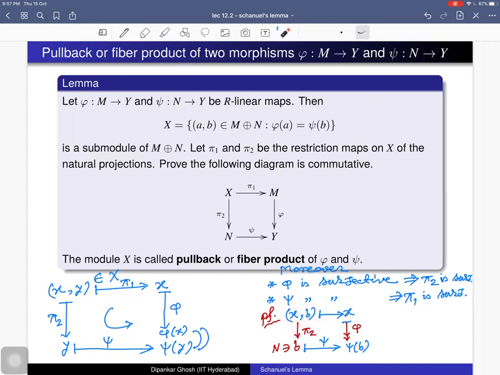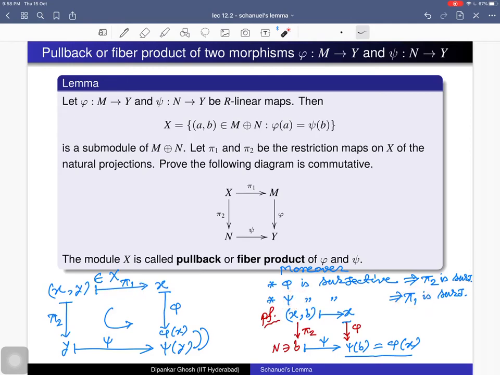So, x comma b, this is an element of X. Why? Because this x is a pre-image of psi of b. So, if we apply phi on x, that is the same as psi of b, we have this equality. Therefore, x comma b is an element of X and its image is b. So, using the fact that phi is surjective, we can prove that this phi 2 is also surjective, and in a similar way one can prove that if psi is surjective, then phi 1 is surjective.